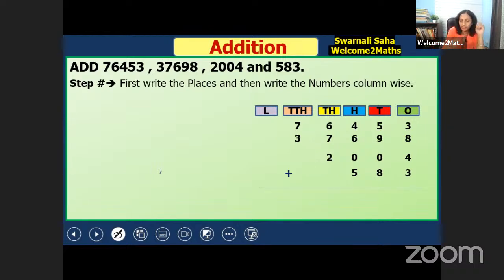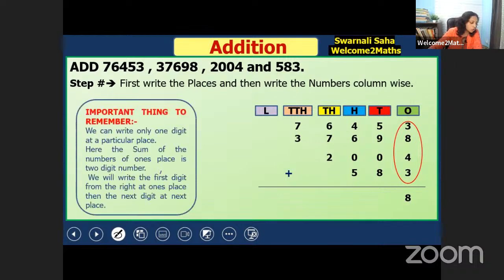First we'll add the ones place digits: 3 plus 8 plus 4 plus 3, and it's 18. So you all know that 1 would be carried to the next place. Now let's add the digits of the tens place, and we have to add the carry 1. So let's add 5 plus 9 plus 8 plus 1, and it's 23. So 3 here, and 2 is carried to the next place.